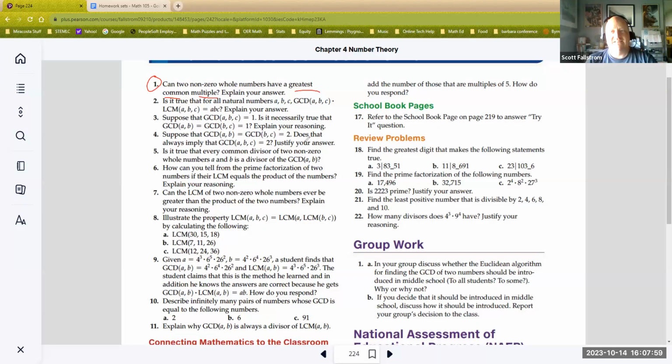Hopefully you see that it's a sequence, an arithmetic sequence. And you can ask yourself, what is the greatest term in that arithmetic sequence? That greatest term would be the greatest common multiple, if it exists.